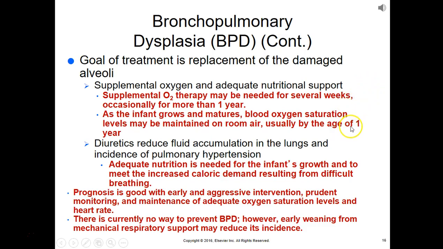So adequate nutrition is needed for the infant's growth and to meet the increased caloric demand resulting from breathing. I meant to put that up here, sorry about that. Prognosis is good for these babies with early and aggressive intervention, prudent monitoring, and maintenance of adequate oxygen saturation levels and heart rate. There currently, unfortunately, is no way to prevent BPD. However, early weaning from mechanical respiratory support may reduce its incidence.